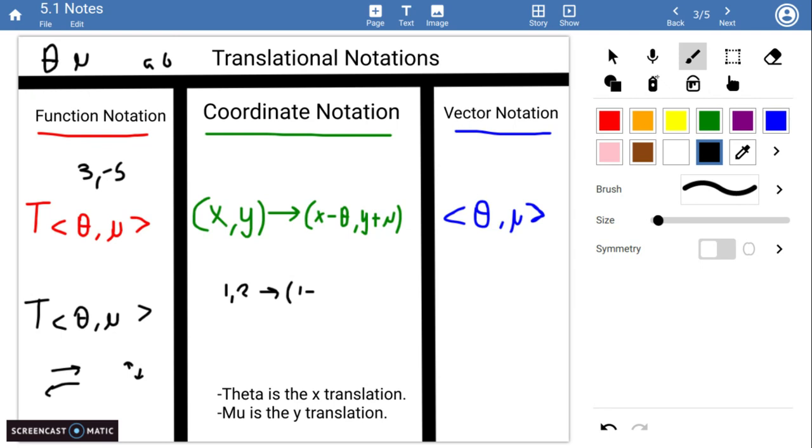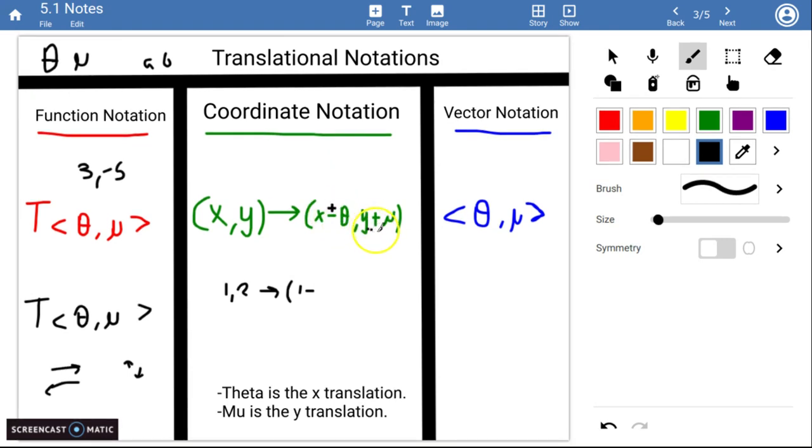Yes, okay, that's not right. For these, actually, it's plus or minus, depending on what theta is, you might add or subtract. So let's say theta was -2 and mu is -2. We put in the 2 from right there, and then -2 right there, and that is what that would be. So that's called coordinate notation. Vector notation is the same thing as function notation, but you just don't have the T.